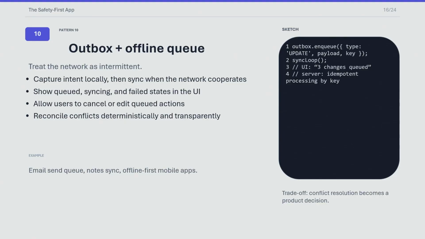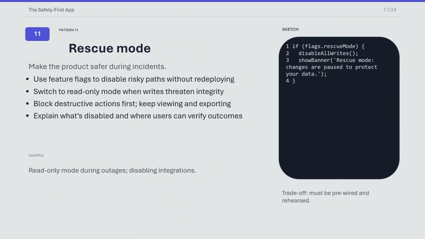And then you would also process it idempotently. You would show what's queued, what's synchronizing, what's failed. You would allow users as well to cancel or edit the queued actions, and also reconcile the conflicts deterministically and transparently. 11, header rescue mode.